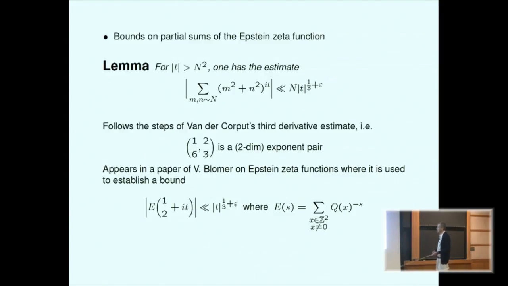In his argument, and this is a completely general bound, you get a bound for the Epstein zeta function on the critical line, which is like T to the power 1/3, which, like I said, is the equivalent of what Titchmarsh did.